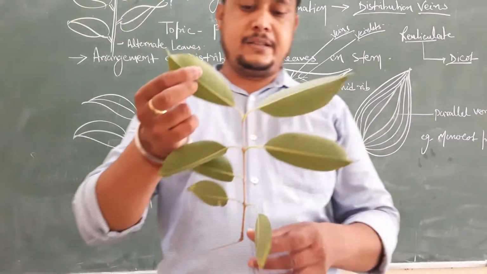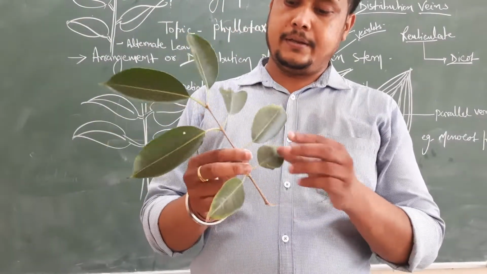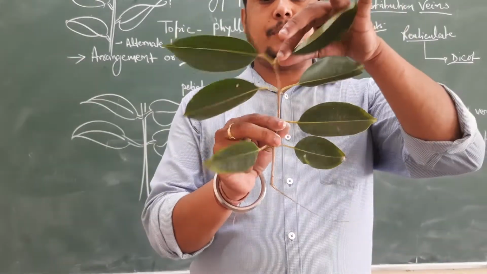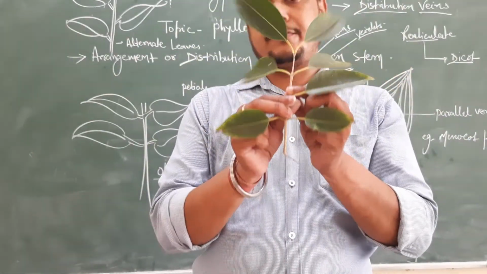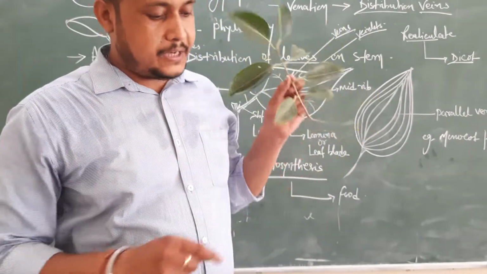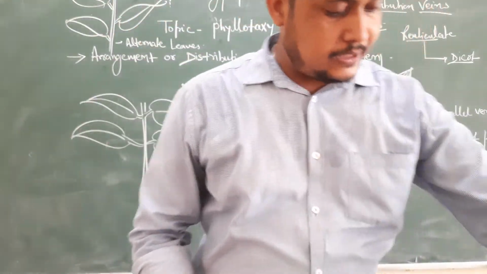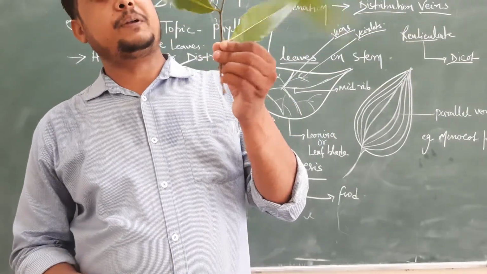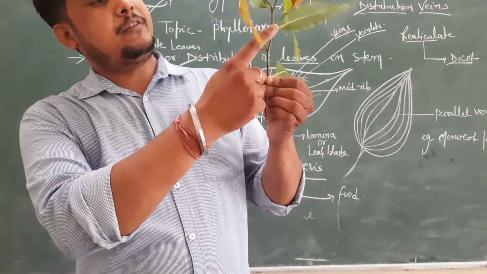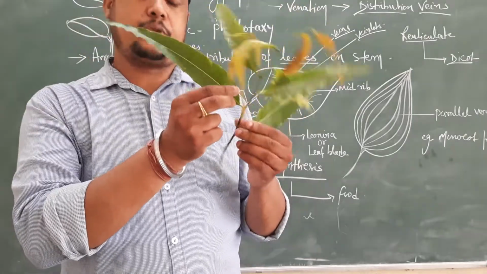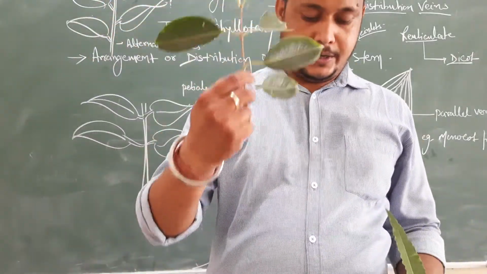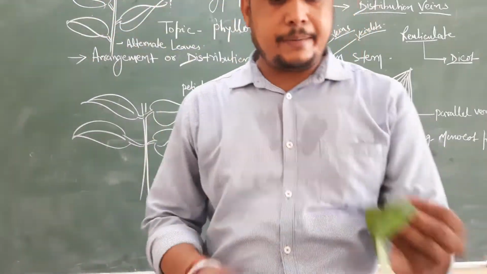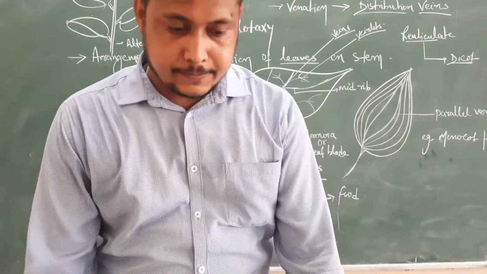For example, I have taken this one. Look, beta, that is the example of opposite leaves. And the other I have taken is the Asoka tree. That is the example of alternate leaves, one then one then one. That is the alternate leaves, and that will be the opposite leaves.